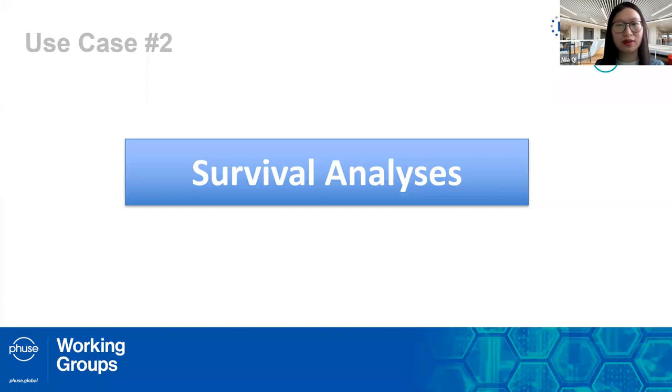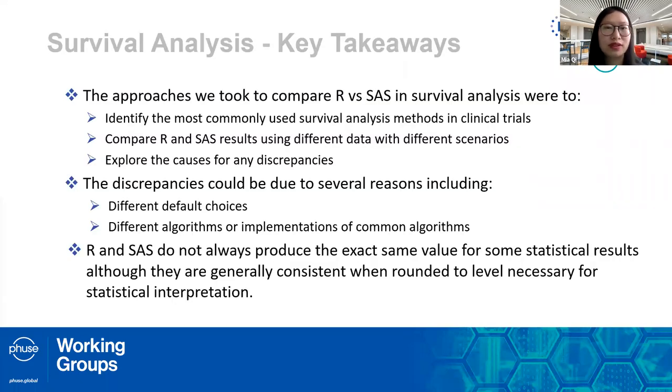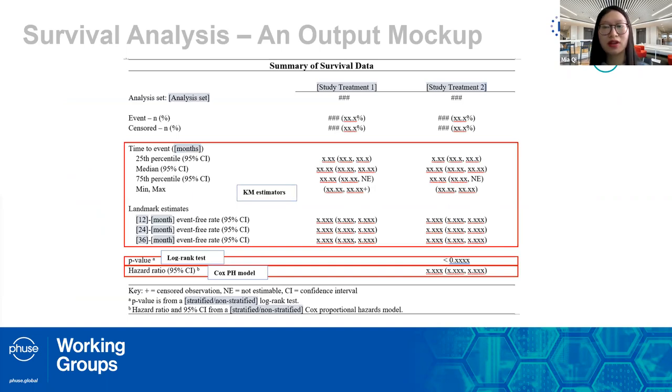Thank you, Michael. So for the survival analysis, because there exist many survival models and we cannot just compare every model, the first step we tried was to identify the most commonly used survival models in clinical trials. Could you move to next slide, please? Yeah, thank you. So generally Cox model and Kaplan-Meier methods are the most standard methods in survival analysis.